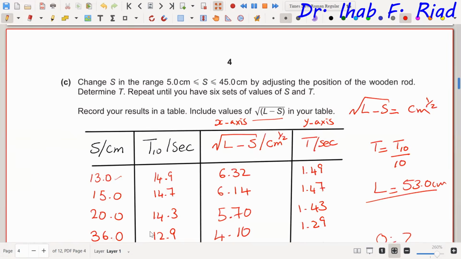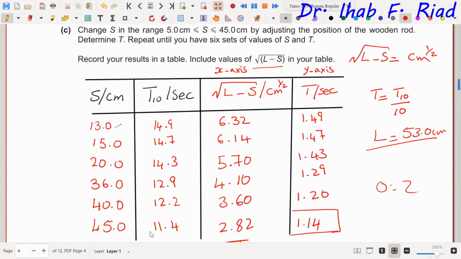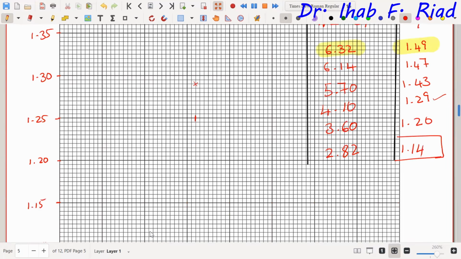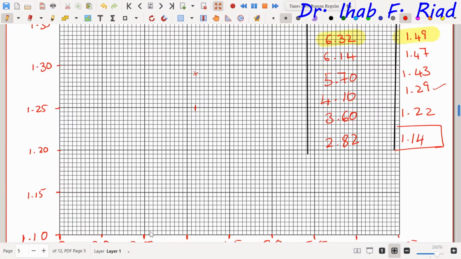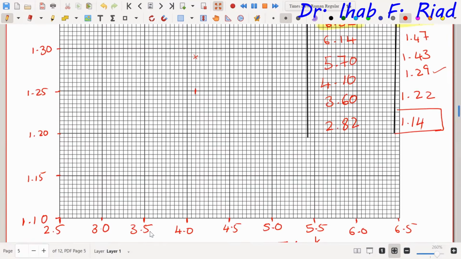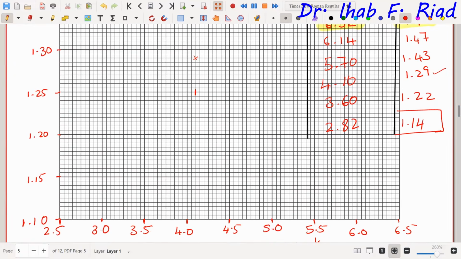Let me check something. Okay, this one is a little bit off. It is 1.22. I don't remember it. Okay. Are you following them? Yes, I am. Okay.